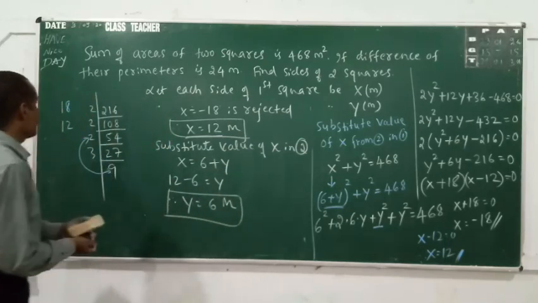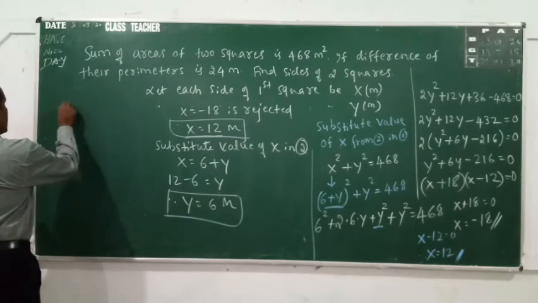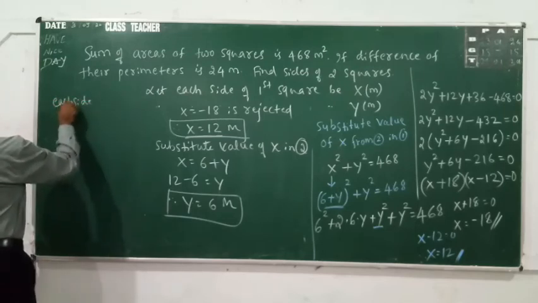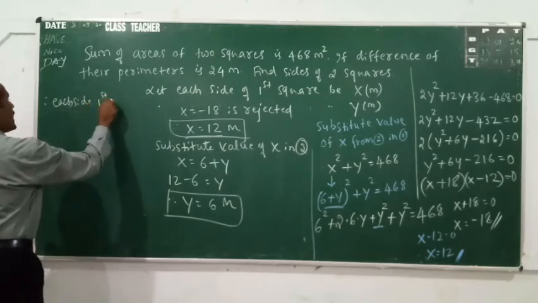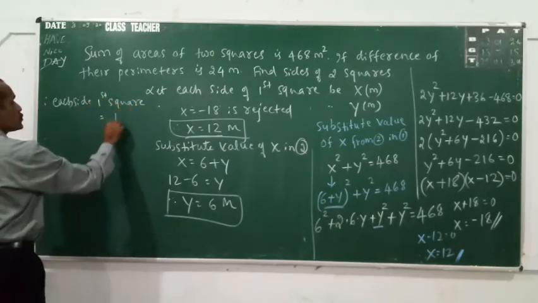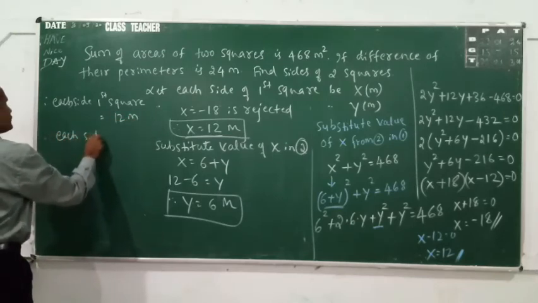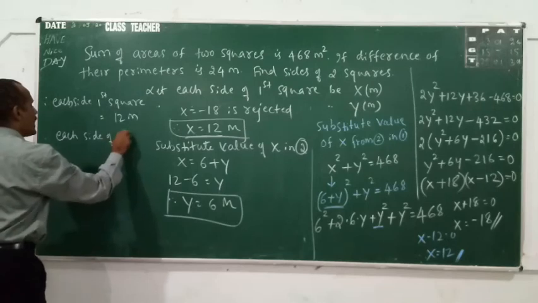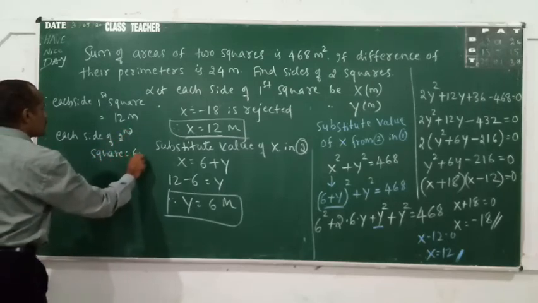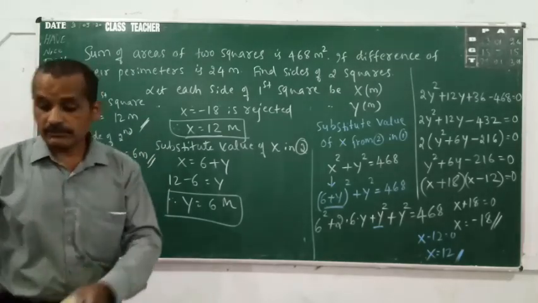What are x and y? Therefore, the sides of the squares are: each side of the first square is equal to 12 meters. Each side of the second square is equal to 6 meters. That is the end of the problem.